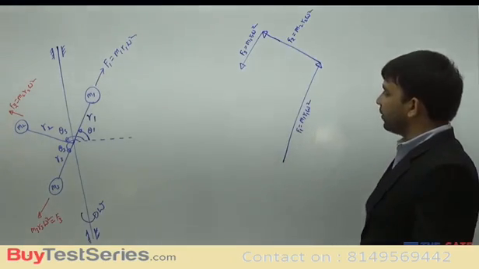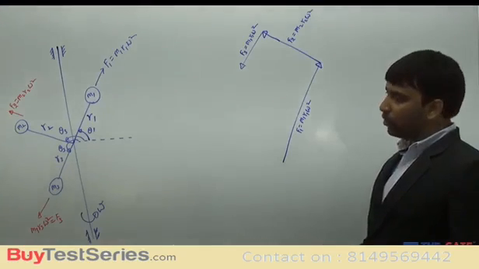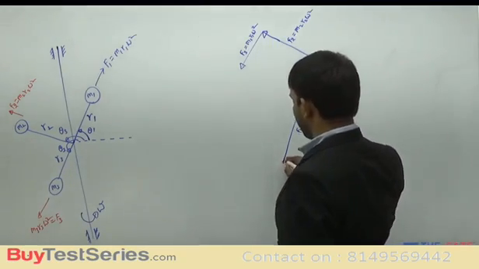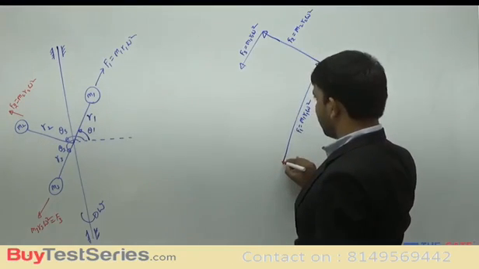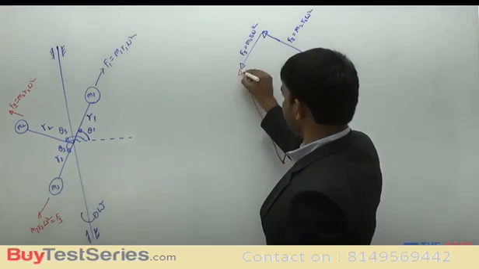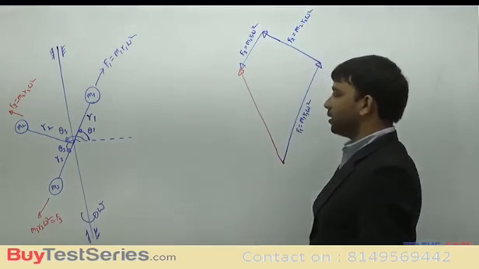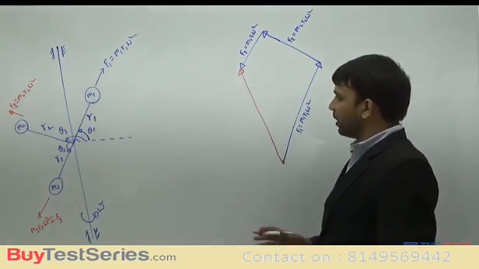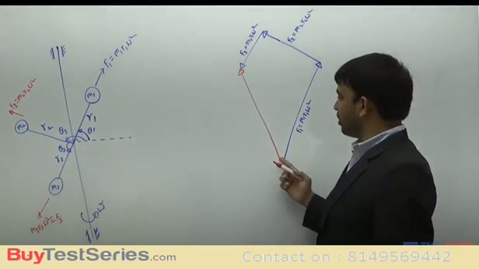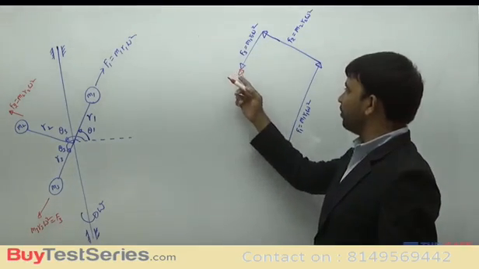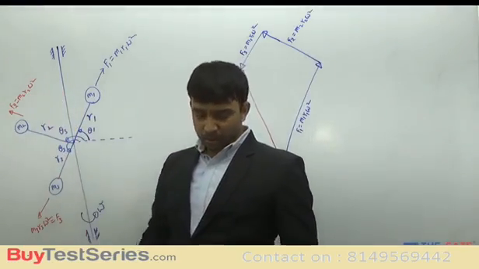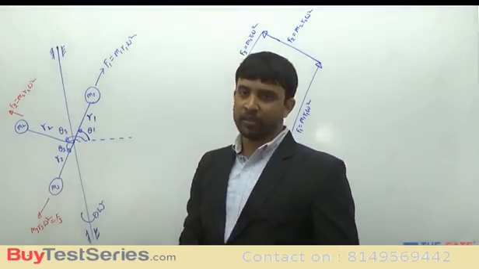So the closing side will give the resultant of force that is acting on the shaft. The closing side, that is from the beginning of first vector to the end of last vector, gives you the magnitude and direction of the resultant force that is acting on the shaft. So here at this instant, the shaft is subjected to a resultant force of magnitude equal to the length of this vector in this direction. So you know the resultant force that is acting on the shaft at this instant.